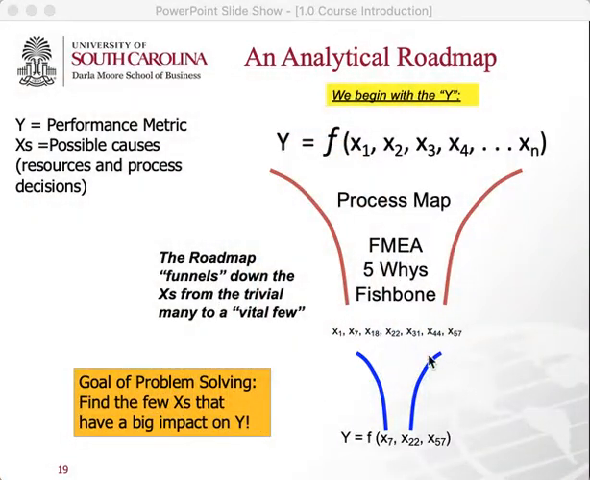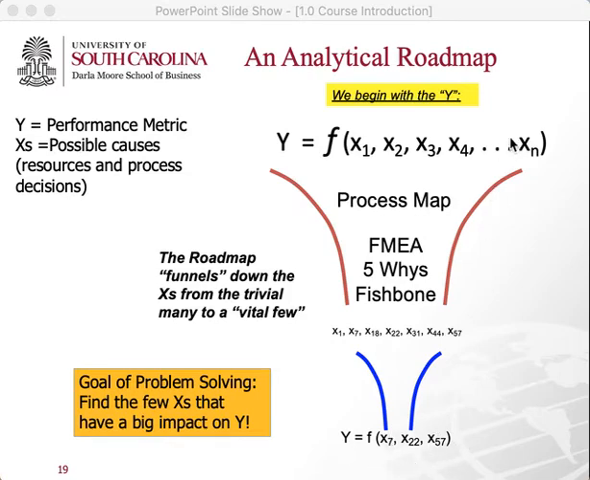So that's what this is showing. So I have a Y variable, which is the performance metric. So write that down. This is very important. Y is the performance metric. Y is the goal of the problem solving. And I have hundreds and hundreds of different inputs and different things that I do in my company. And what I'm going to do is use process maps and FMEAs and fishbones and all kinds of tools that we're going to learn about to funnel and find out what are the few inputs that actually have a higher probability of impacting my Y. What are the ones that are more important now?